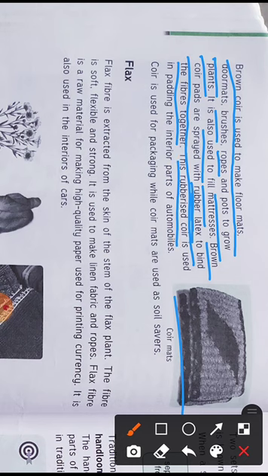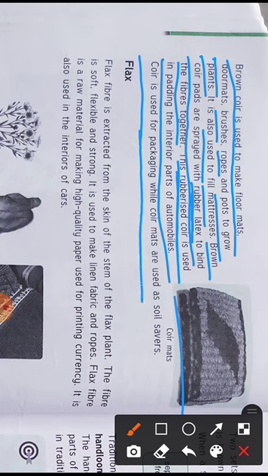This rubberized coir is used in padding the interior parts of automobiles. Automobiles means like cars. The interior of them is made with the help of rubberized coir. Coir is also used for packaging, while coir mats are used as soil savers. So they are also useful as soil savers.